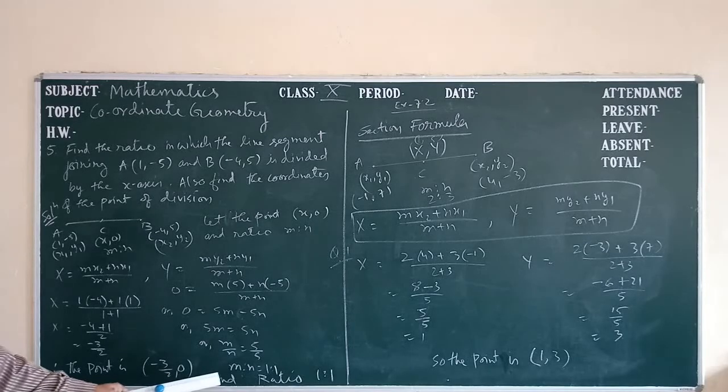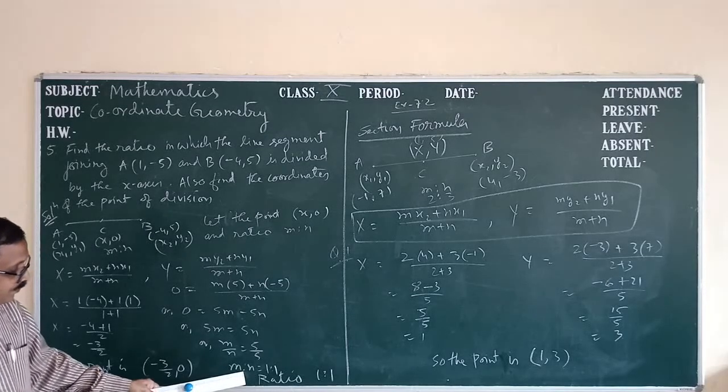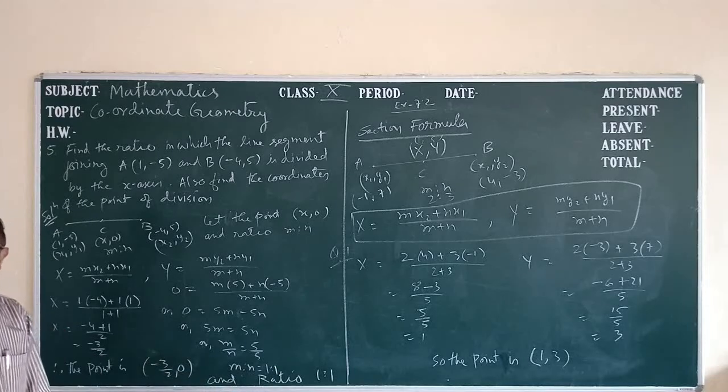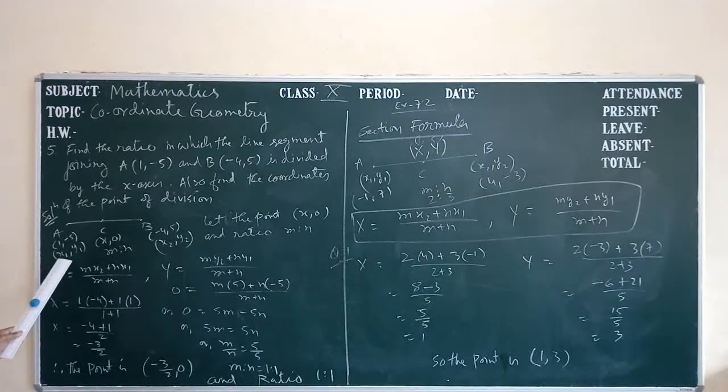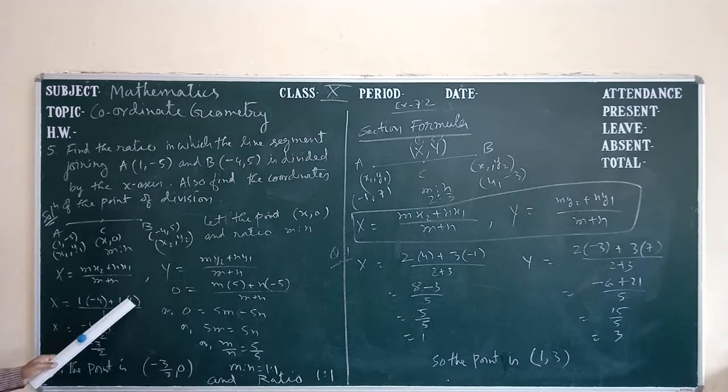So now look, where are we? M is to n is 1 is to 1, so we have found the ratio. Now to put the values here, capital X: m means 1, x2 means minus 4, plus n means 1, x1 means 1. So m plus n means 1 plus 1, which is 2. So minus 4 plus 1 into 1 is minus 3 upon 2.